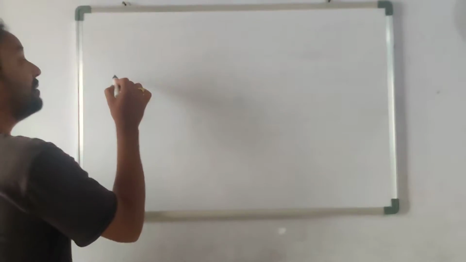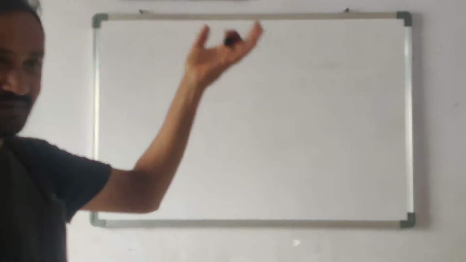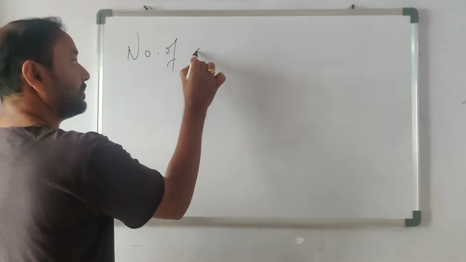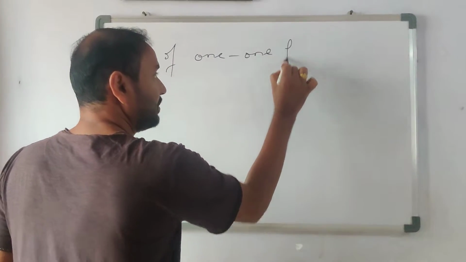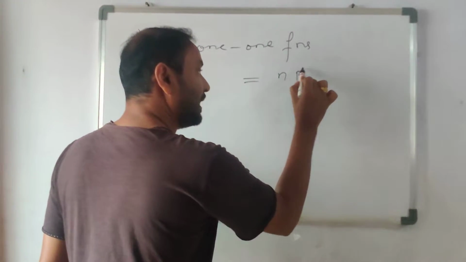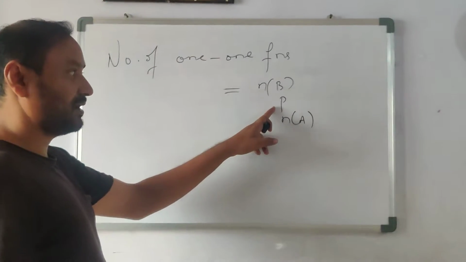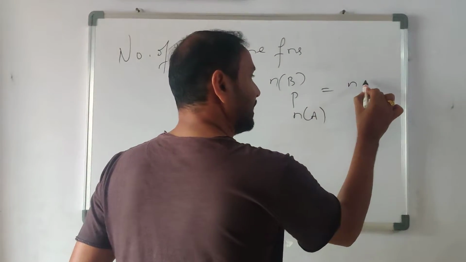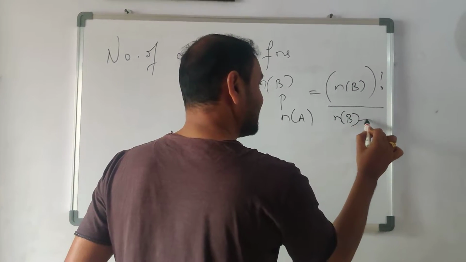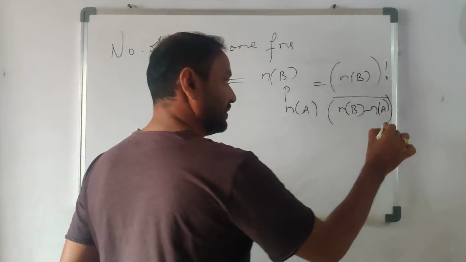So now here, number of 1-1 functions. In the functions, we have taken number of functions. That is the number of b whole power of number of a, we know. Here, number of 1-1 functions is equal to number of b P number of a. Don't forget this. P means here permutation. This is equal to number of b factorial by number of b minus number of a whole factorial.